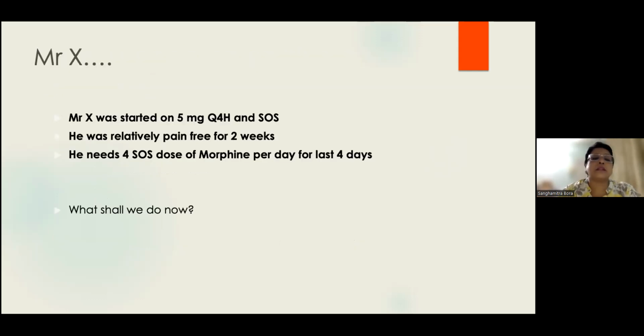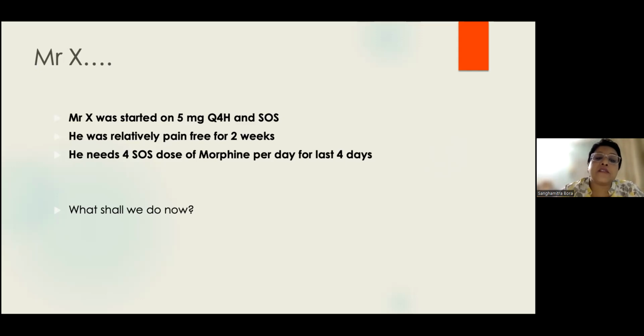So coming back to Mr. X, we have started him on 5 milligrams of oral morphine every 4 hours, and also advised an SOS dose. And the SOS dose would be actually in between 2 doses. Whenever he has a breakthrough or incidental pain, the patient can be advised one similar equivalent dose of the morphine tablet that he's already taking. Okay, so he was started on 5 milligrams of Q4H morphine and SOS dose.